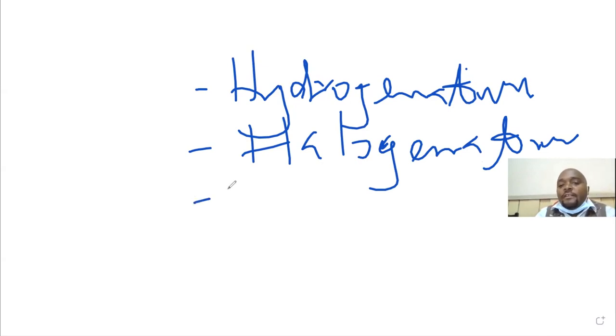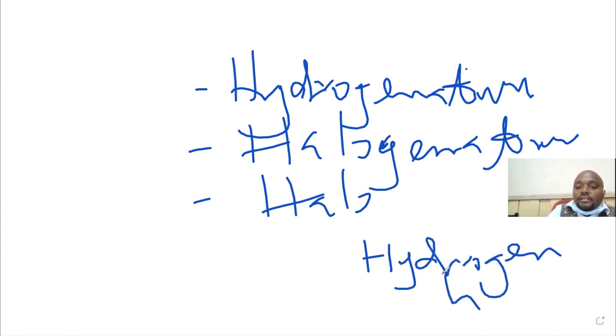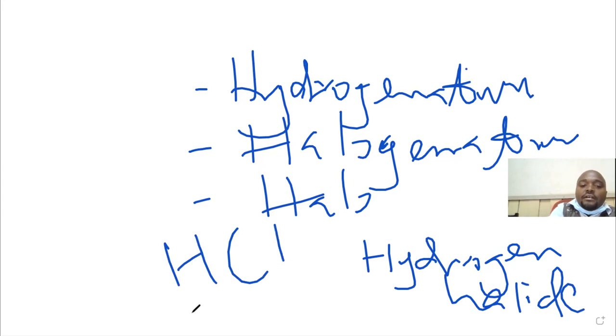Then we have hydrohalogenation. That is the addition of hydrogen halides. For example, hydrogen chloride. That's an addition of hydrogen and chlorine. So in this case it is a hydrogen halide. Hydrogen bromide is still an example of a hydrogen halide.